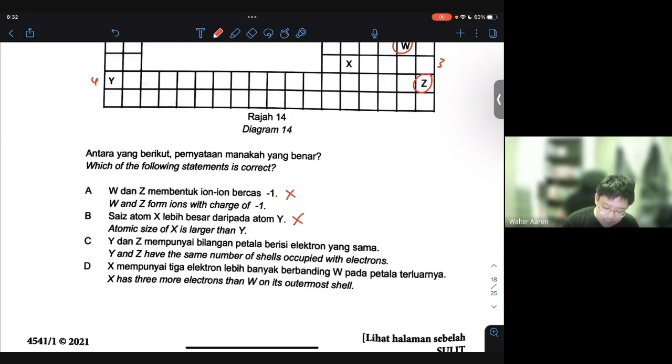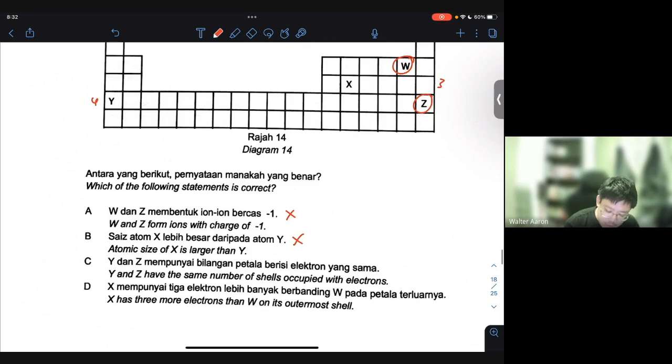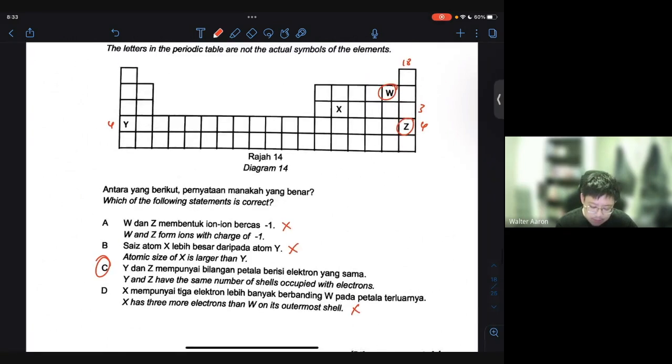Y and Z have the same number of shells occupied with electrons. So Y and Z are both located in period 4. So this answer is correct. Yes, it indeed has 4 shells occupied with electrons. D is most likely wrong. X has 3 more electrons than W in the outermost shell. No. It's quite far away from W, so I don't think it is the answer. Therefore, the answer is C.